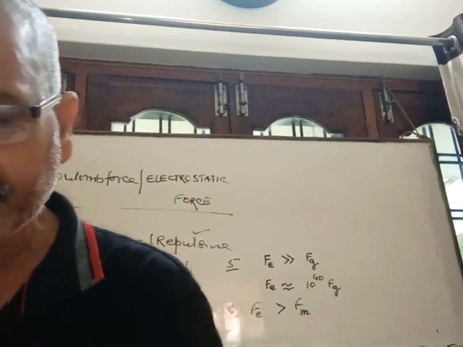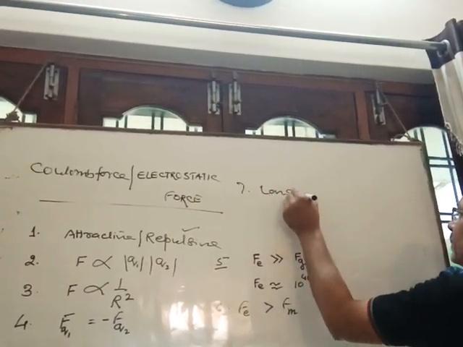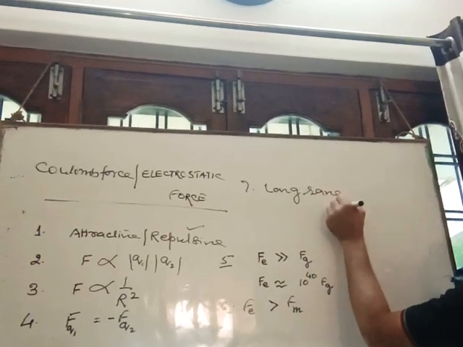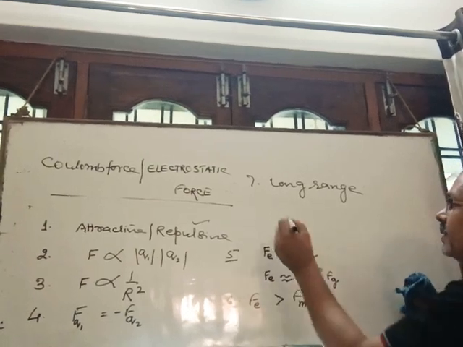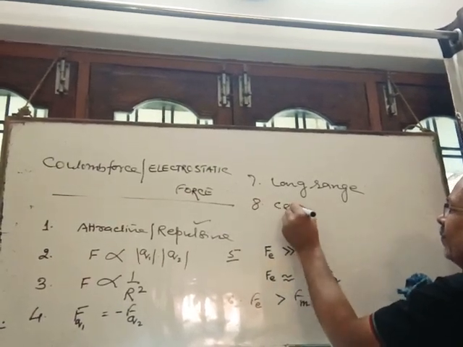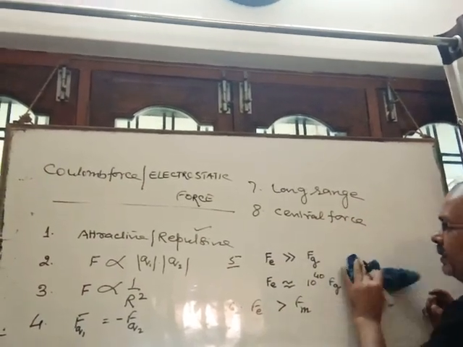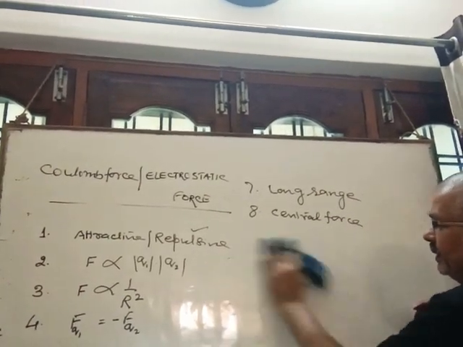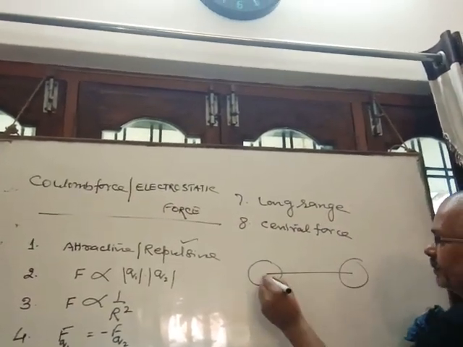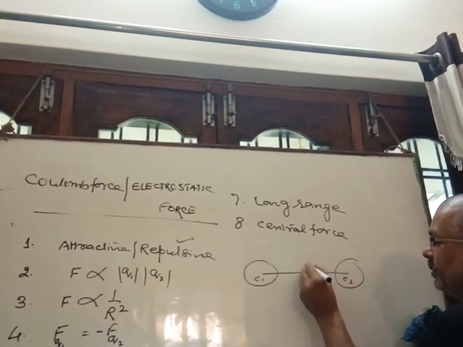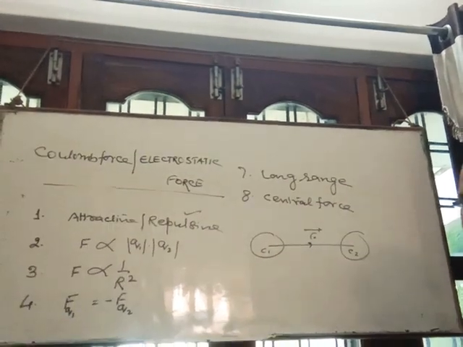It is a long range force. Why long range? It means it is applicable from very small distance to large distance. It is a central force. Why central force? Because its direction is along the line which joins the centers of the charges. Suppose they are C1, C2. So this is the direction of the Coulombian force. That's why it is also called central force.